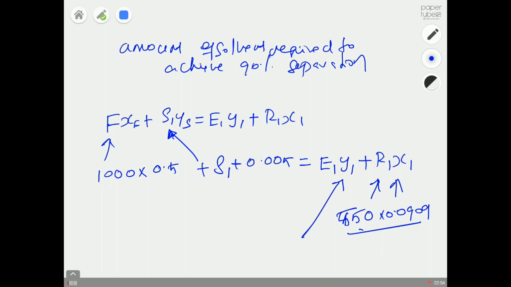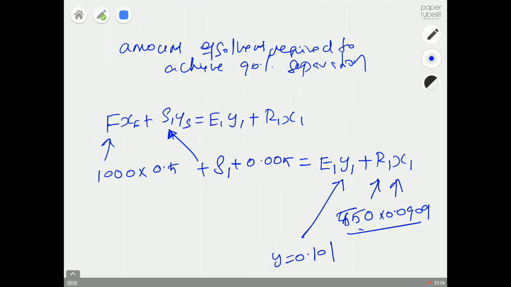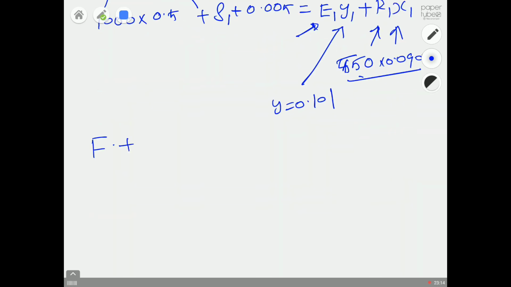We also calculated y1. Y1 is nothing but the value we calculated here, y1 is equal to 0.101. So still we don't have E1. We know another formula: F plus S1 is equal to E1 plus R1. So E1 must be equal to F plus S1 minus R1.